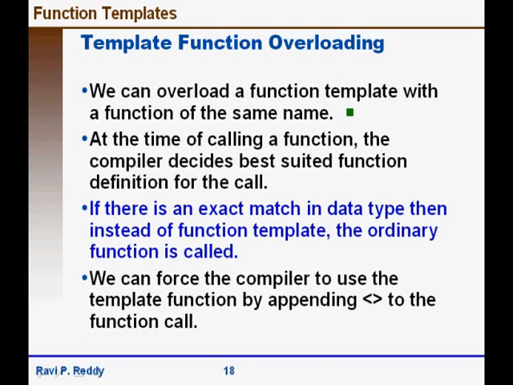At the time of calling the function, the compiler decides the best suited function. If there is an exact match in the data type, then instead of the function template, the ordinary function is called. That means the specific function is given first preference as compared to the function template. However, if we do want to use the function template even when a specific function exists, we can force it by appending this symbol, the template symbol, to the function call.